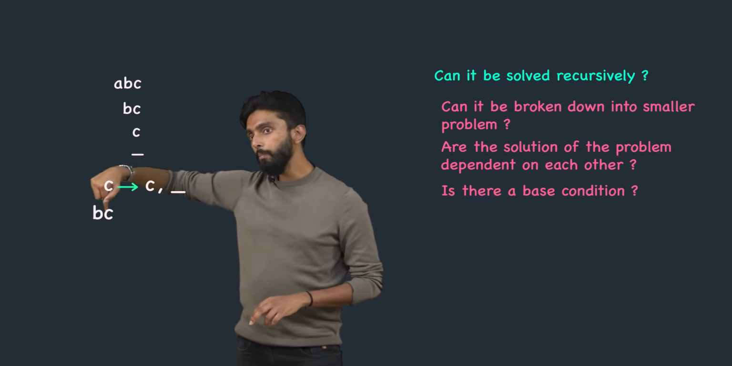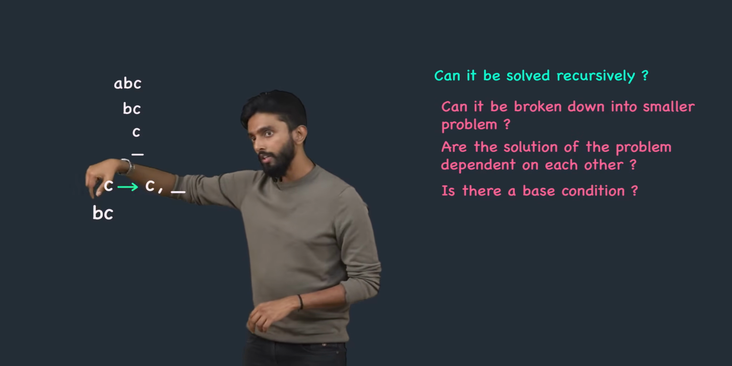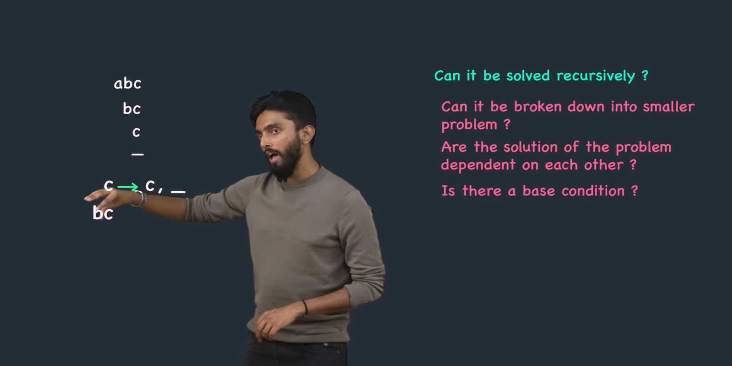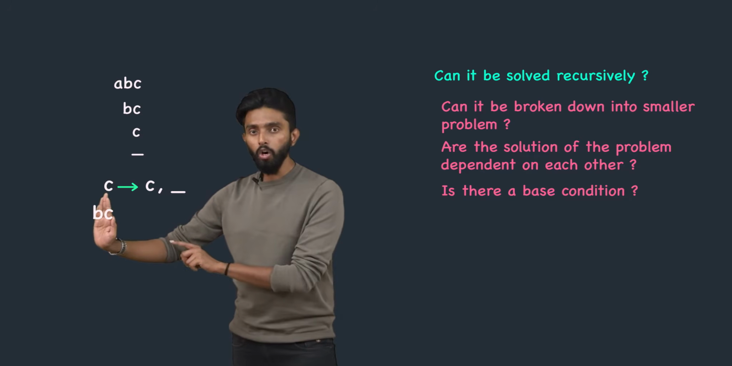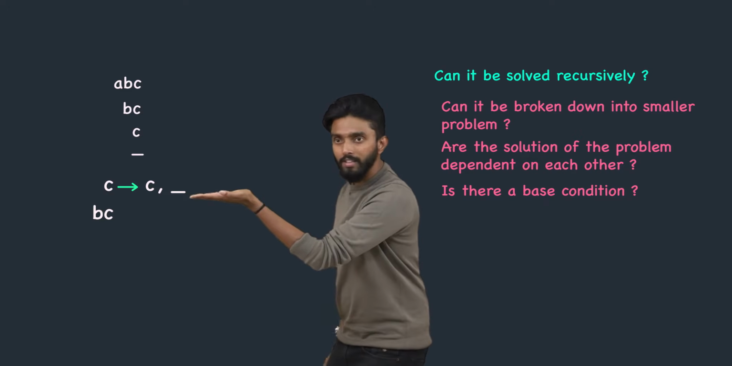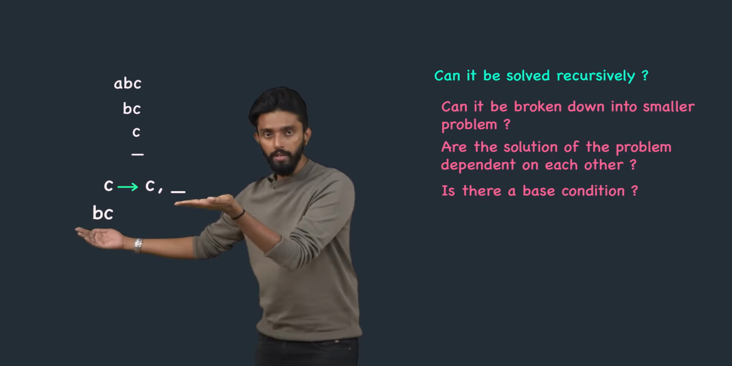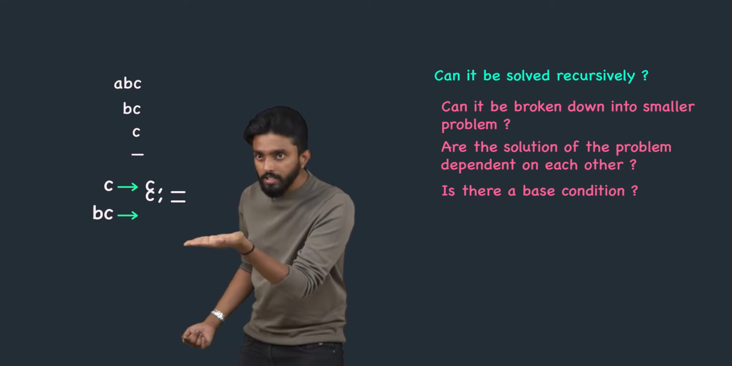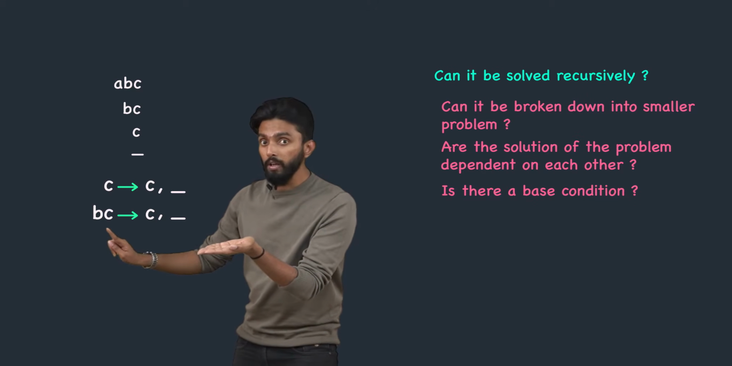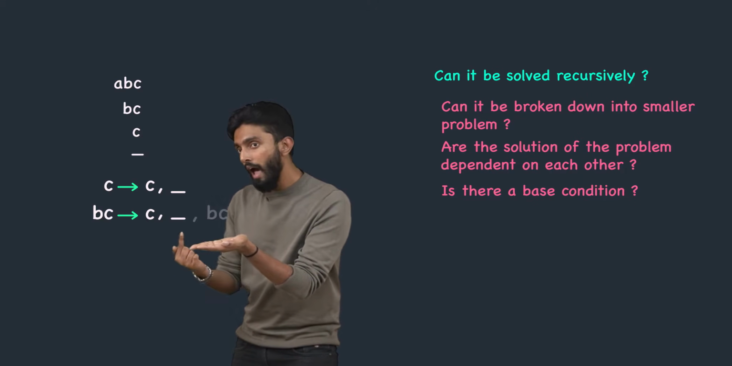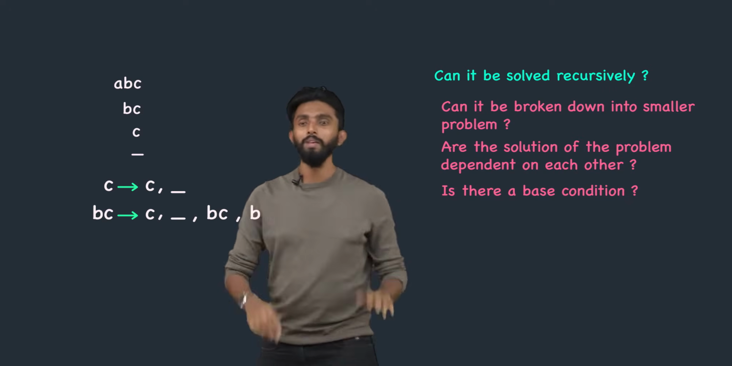Now I'm adding B to it. This B is added extra. Now I may pick it, I may not pick it. Let us assume I don't pick B. Then this is the exact same subsequence that I will get: C and empty string. Now I may pick B. If I pick B, then all you have to do is add B to this, add B to this, which means it will become BC and B.